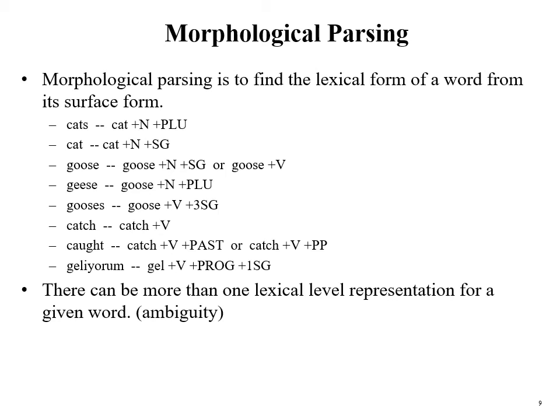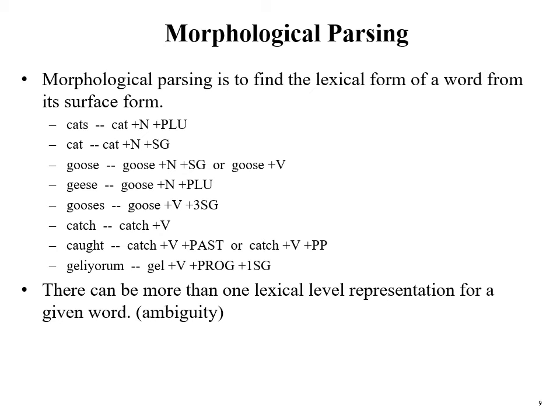Geliyorum is also a word of the Turkish language. In English, its meaning is I am coming, and you can write it like this. If you are using it as a verb, its meaning is come. I am coming. Then gel plus verb plus progressive, because it uses ing, and it is with first person I, so first person singular form.